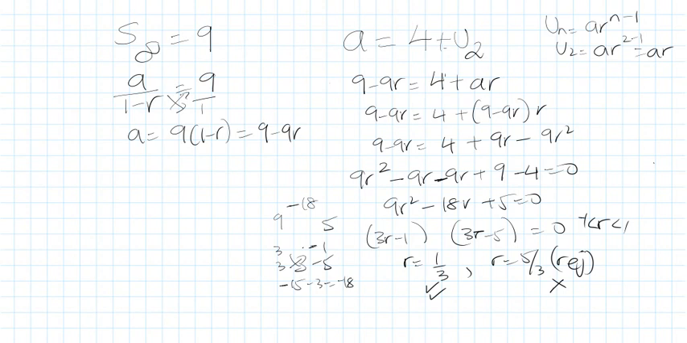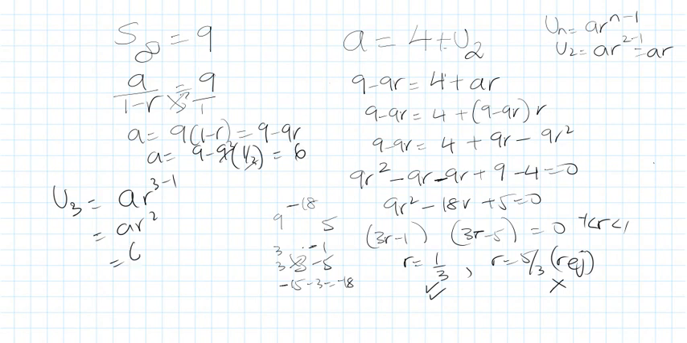Then in the question we had to find the third term, so u3 will be ar^(3-1), so it's ar squared. The first term, we need to find it. So the first term is a, which is 9 minus 9r, so a will be 9 minus 9r. The r is 1/3. 3 goes into 9 3 times. 9 minus 3 is 6. So it's 6 multiplied by r, which is 1/3, squared. So it's 6 multiplied by 1/9, which is 2/3. All right, so here we go. That's how we solve the equation.